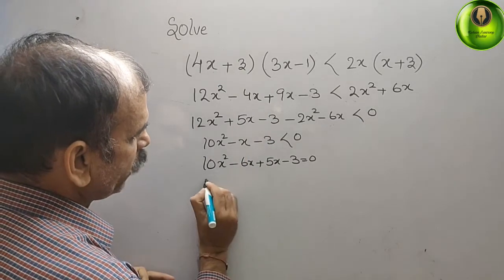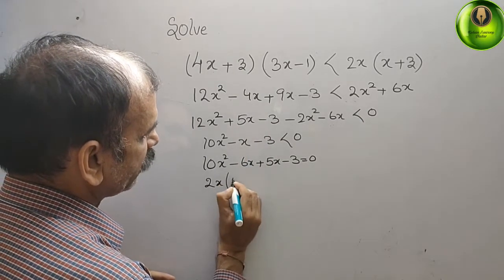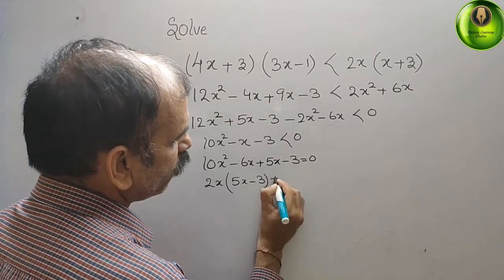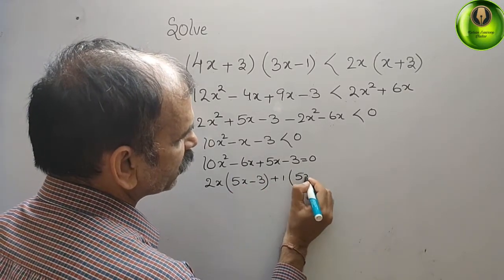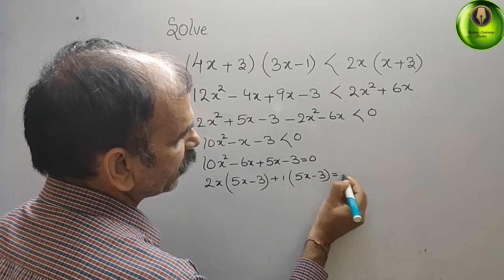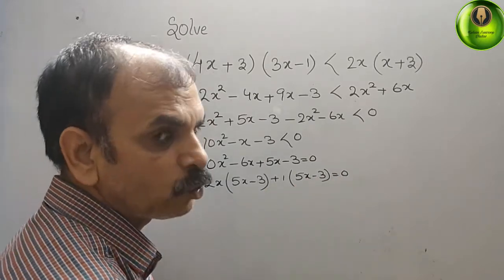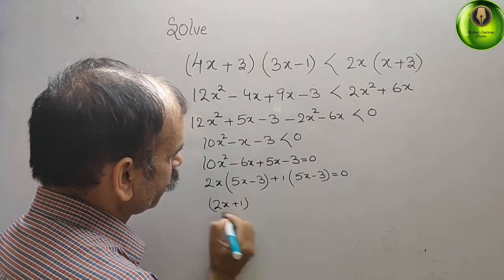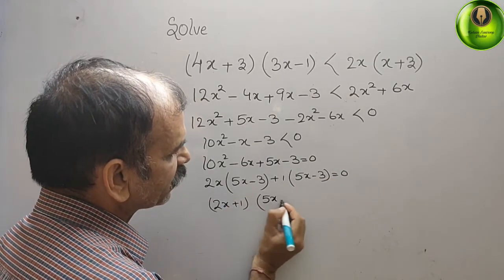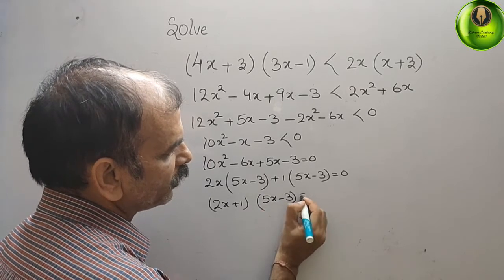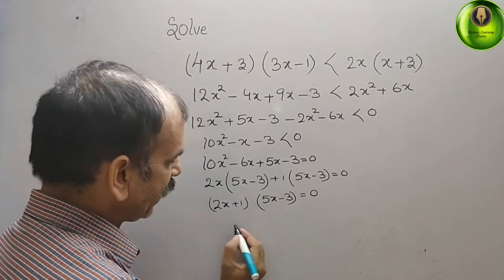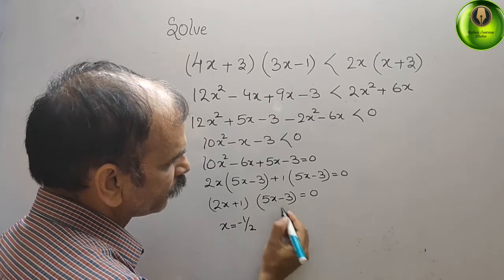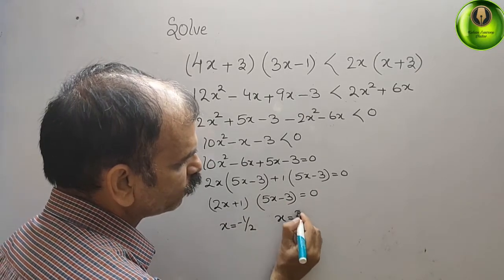You can see 2x is common. Here you will get 5x minus 3. Here 1 is common. Again you will get 5x minus 3, that is equal to 0. Now the two factors are what? 2x plus 1, and second is 5x minus 3, that is equal to 0. It shows that here x is equal to minus 1 by 2, and here x is equal to 3 by 5.